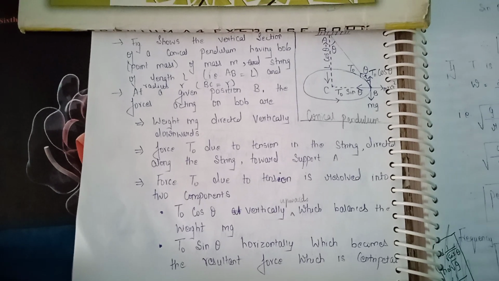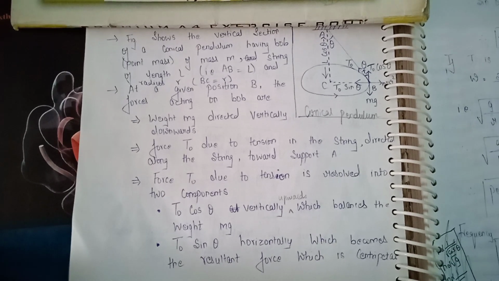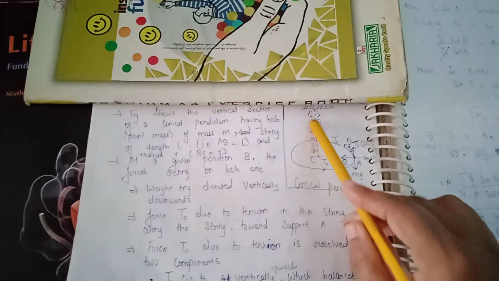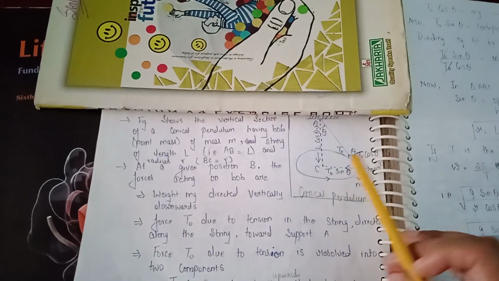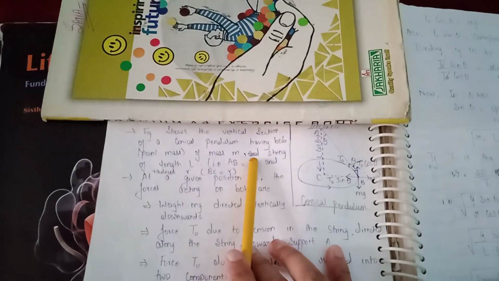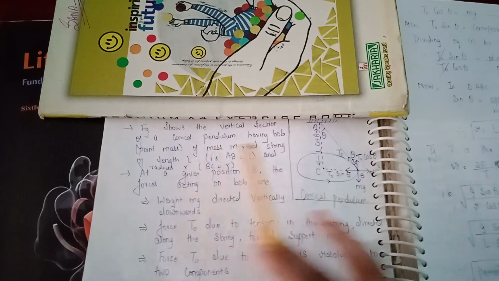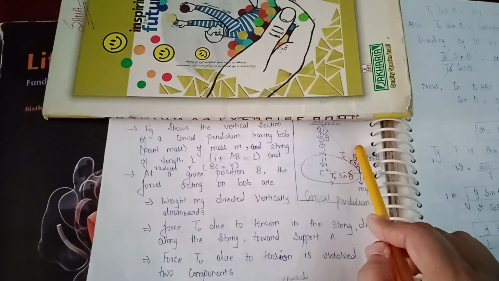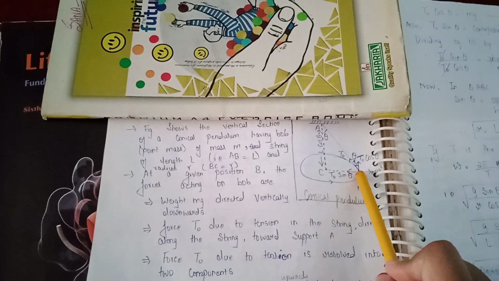Okay, now the derivation of conical pendulum. So again, this is a diagram of conical pendulum, which is having a bob of point mass m and string of length L. So AB is the length of the string, which is L, and BC is the radius.